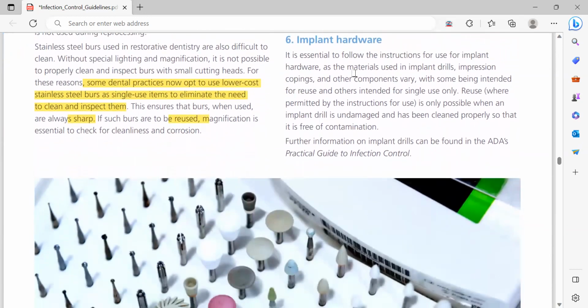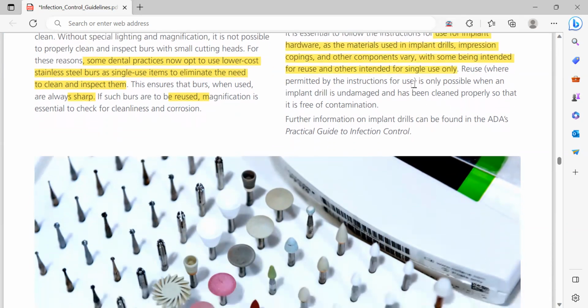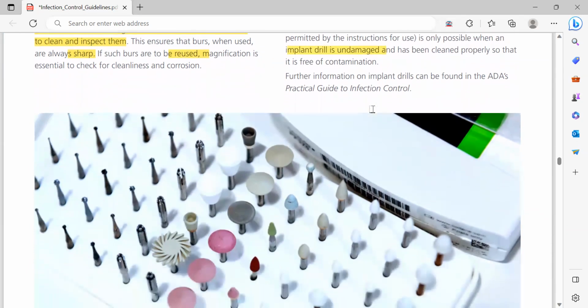Then implant hardware. It is essential to follow the instructions for use for implant hardware, as the materials used in implant drills, impression copings, and other components vary, with some being intended for reuse and others intended for single use only. So you should read the instructions. Reuse is only possible when an implant drill is undamaged and has been cleaned properly so that it is free of contamination.